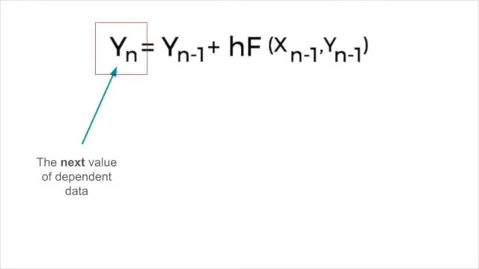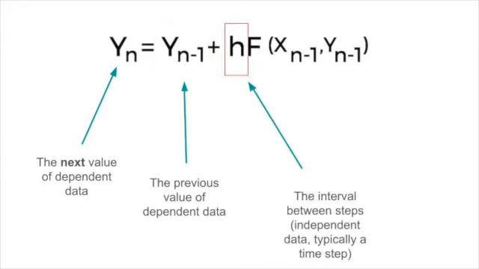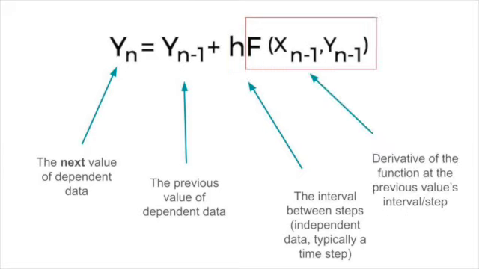Let's break it down. The value that we want is y_n, which is the next value of dependent data. y_(n-1) is the previous value of dependent data. h represents the interval between steps. This is independent data and is usually a time step. Finally, we have the ODE part of the function. This is the derivative of the function at the previous value's interval or step.